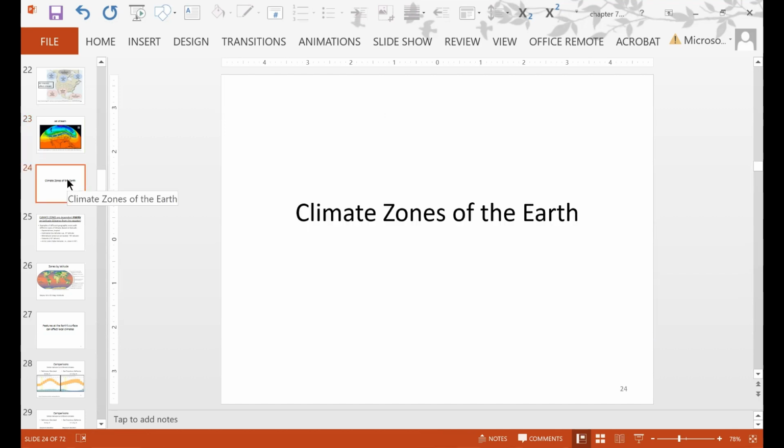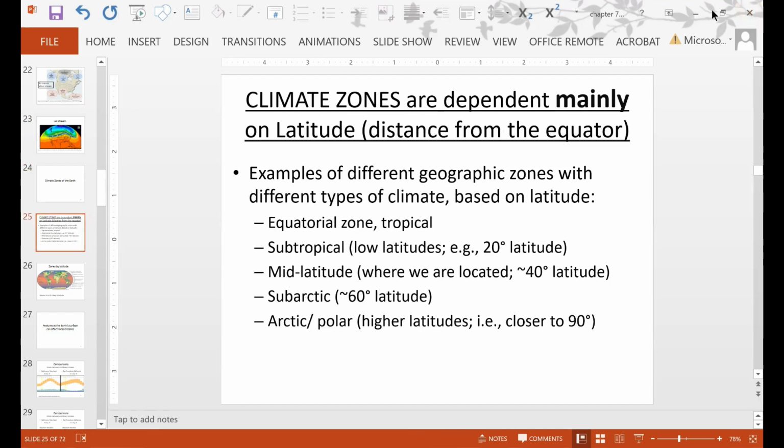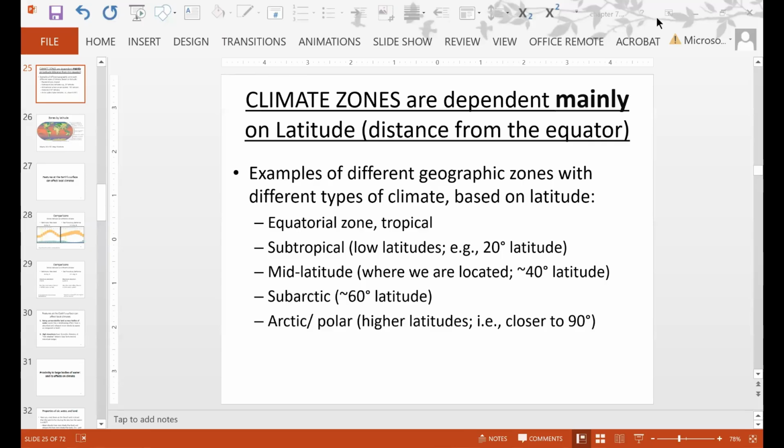Now we're going to discuss climate zones of the Earth. Climate zones are dependent mainly on latitude. So how far are you north of the equator, or how far south are you from the equator? So here are some examples of different geographic zones with different types of climate based on latitude. So the equatorial zone, which is tropical.